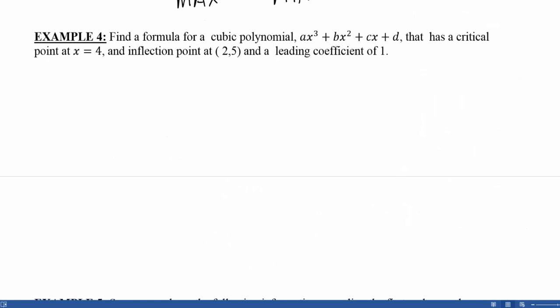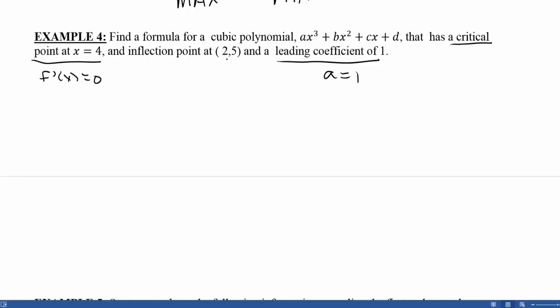Example 4. Find a formula for a cubic polynomial, ax cubed plus bx squared plus cx plus d, that has a critical point at x equals 4 and an inflection point at (2, 5), and a leading coefficient of 1. So if we have a leading coefficient of 1, that means that a equals 1. If we're talking about a critical point, we're talking about where the first derivative equals 0.